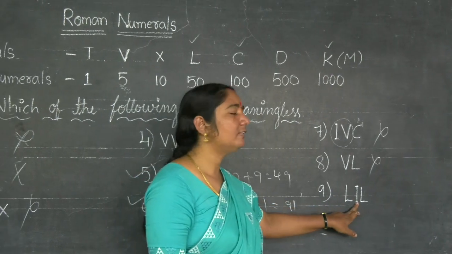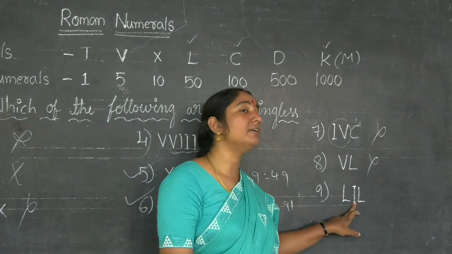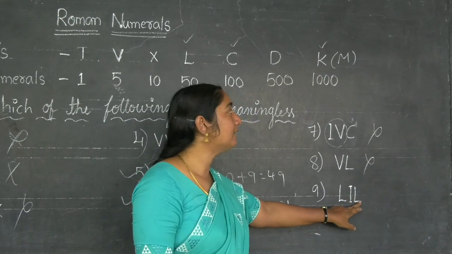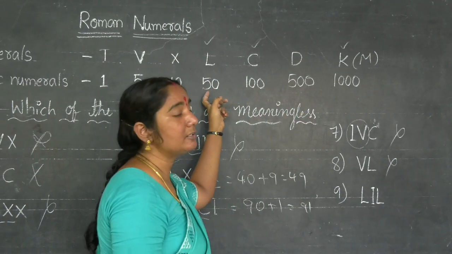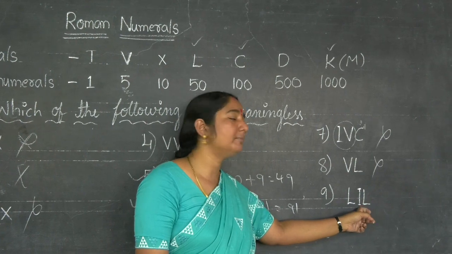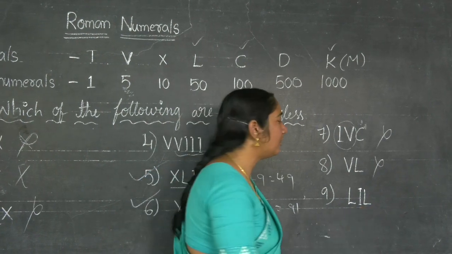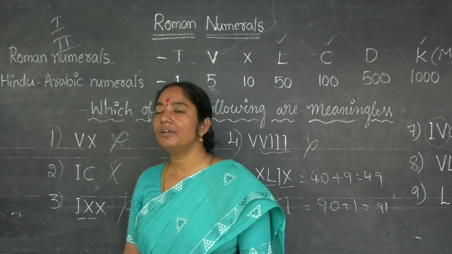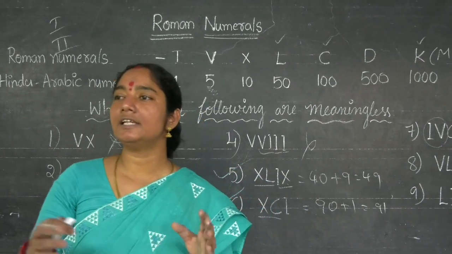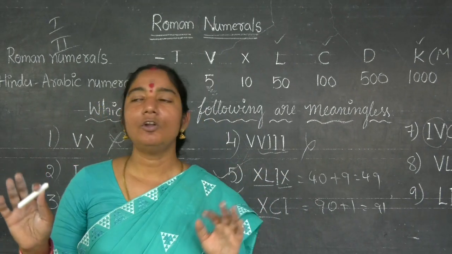Next, we have seen that 1 should be subtracted only from 5 and 10. It cannot be subtracted from, see my dear friends, they are subtracting from 50. It is not possible. It can be subtracted only from either 5 or 10 according to that rule. So, this is also not possible. So, we have seen how to identify which case is possible and which case is not possible.